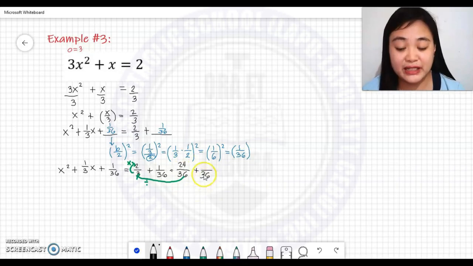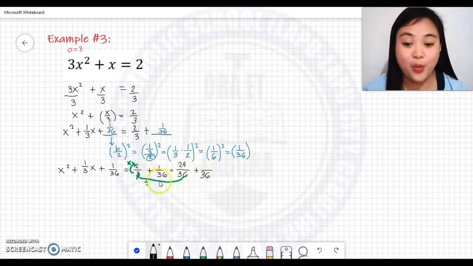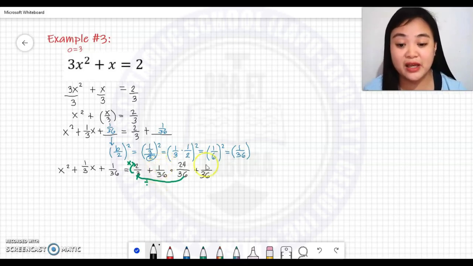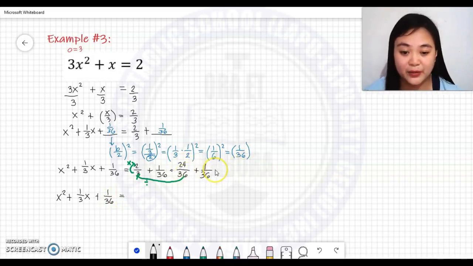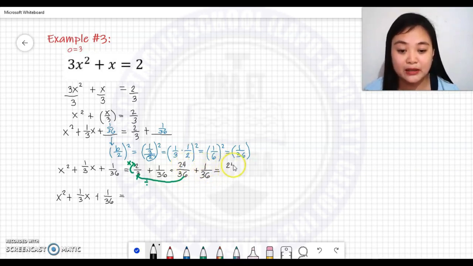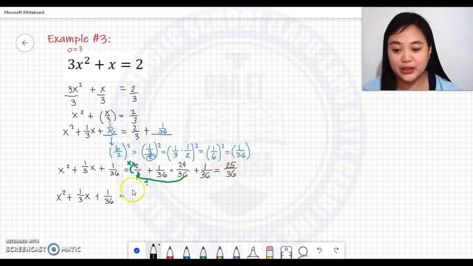And now 36 divided by 36, that is 1 times 1, that is still 1. Now we will simplify further. It will become x squared plus 1/3 x plus 1 over 36 equals 24. Okay, I will continue it here. 24 over 36 plus 1 over 36. We will add the numerators and copy the denominator, 36. So we will copy 25 over 36 here.